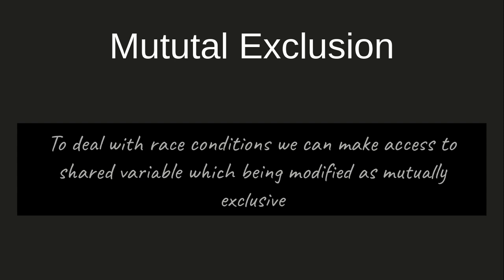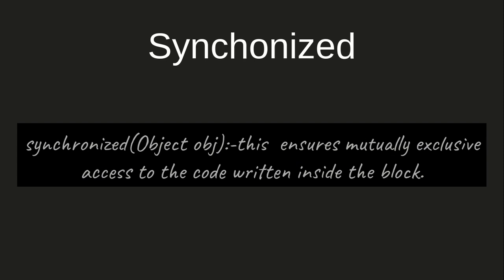That is called mutual exclusion: at a single given point of time, only one thread will access the shared variable and only that thread will be able to modify that variable. So to deal with race conditions, we can make access to the shared variable which is being modified mutually exclusive. How can we do that? There are multiple ways, but the most popular way is using the synchronized keyword.